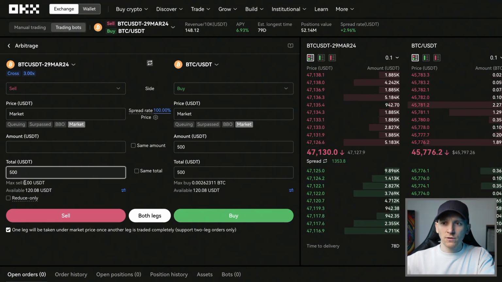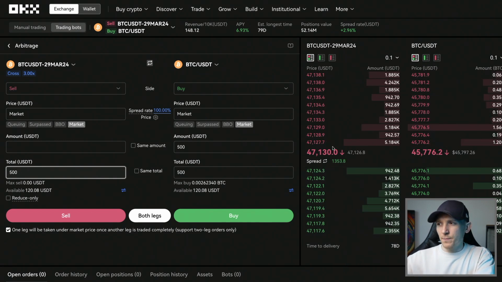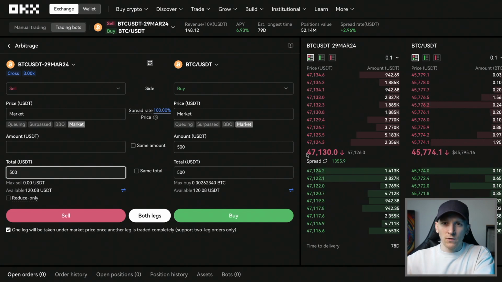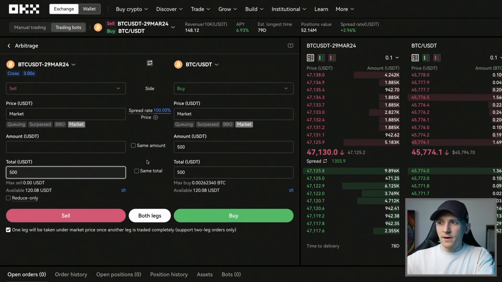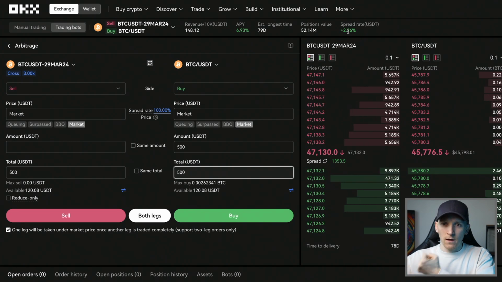So $500. Remember, you can trade one contract on OKX minimum, so that's 0.01 Bitcoin. So that would be around $450, $500 now. So $500 you would sell, and you would be selling at this price at 47,130. You can also buy crypto, buy the Bitcoin, $500 worth. You'd be buying it now at 45,776. So you are immediately buying and selling the same amount of Bitcoin, and you're immediately getting a 3% spread, right?